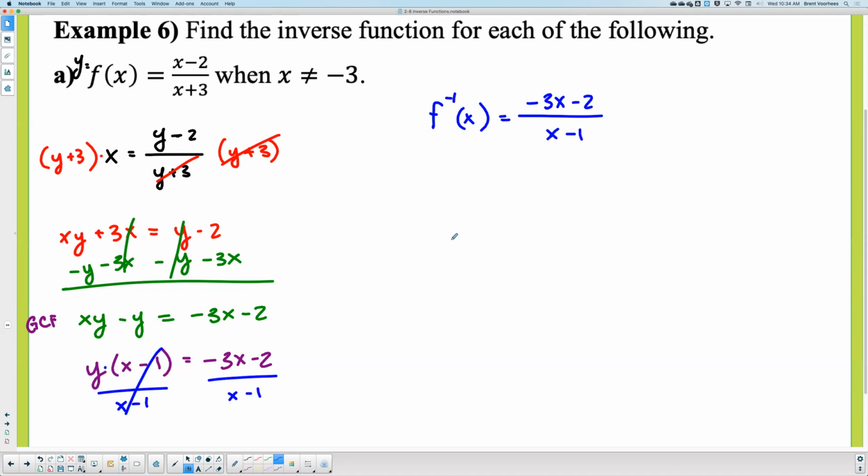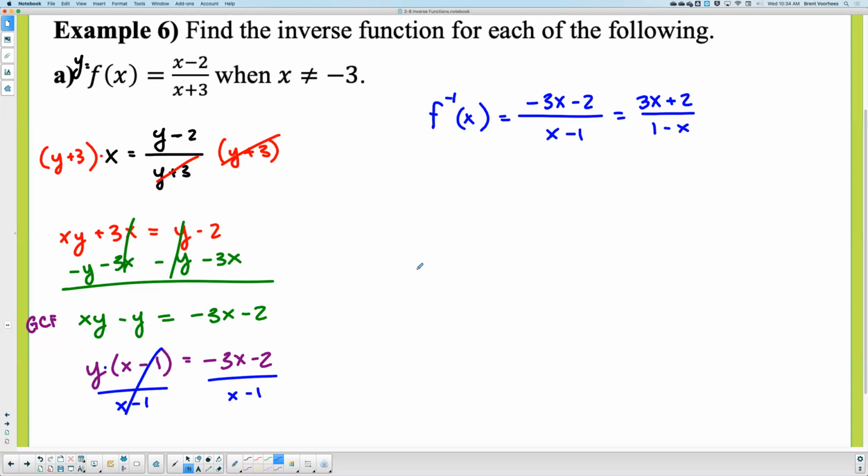x minus 1. Or if you don't like the negatives, what you can do is switch every single sign and it's still equal. It's like multiplying through a negative 1 over a negative 1, which would be positive 1, multiplying positive 1. So I could rewrite this. If you don't like negatives, you could rewrite it as positive 3x plus 2 over. Now both of these signs would switch as well. So I would now do 1 minus x. You could do it that way as well.